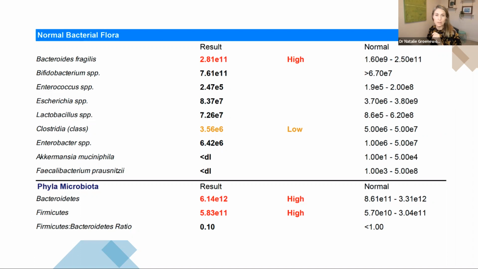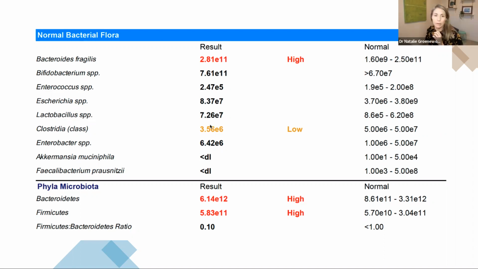All right, so let's look at the lows next. So we've got low Clostridia and we've got actually below detectable limit of Akkermansia muciniphila and Faecalibacterium prausnitzii. So the below detectable limit is not going to be flagged on our test. So always keep a keen eye out for that in the normal bacterial flora section. This is a normal finding on all the other sections of the test, so that's why it's not flagged on our test, but normal bacterial flora below detectable limit is a very unfavorable finding. So please keep an eye out for that.